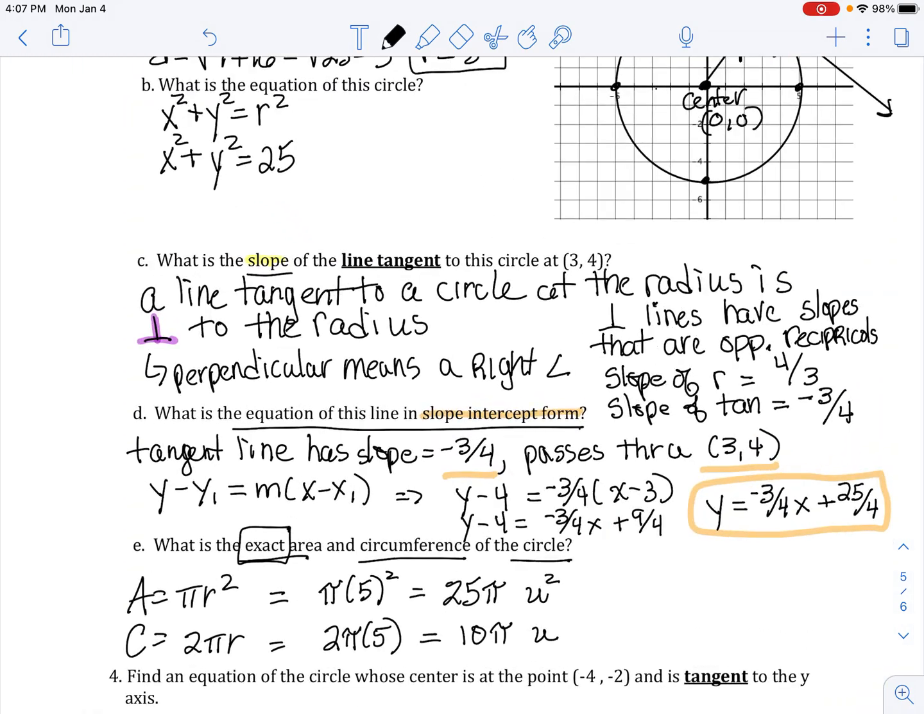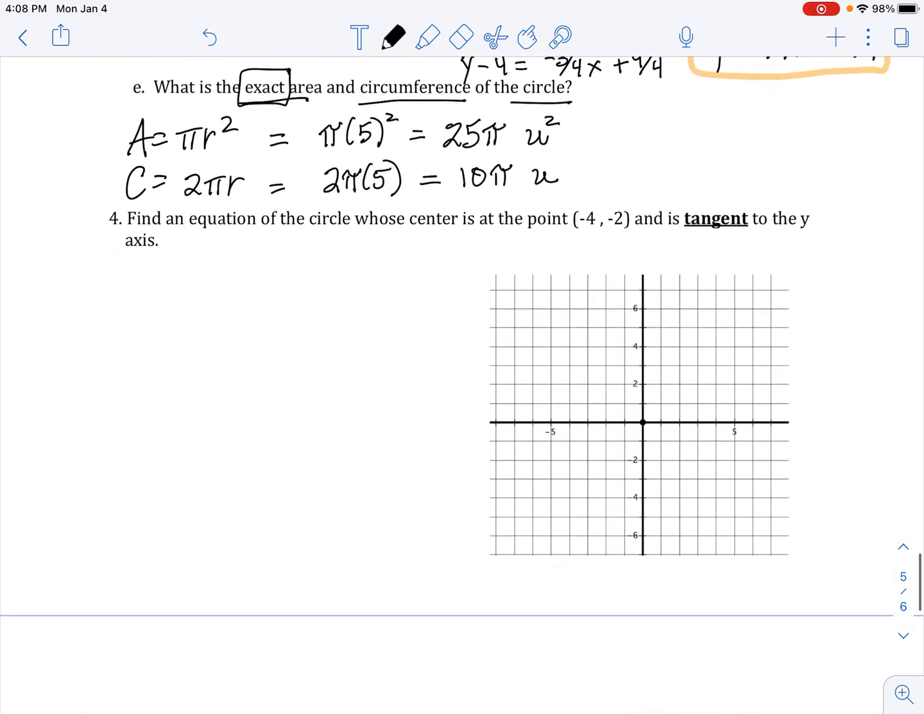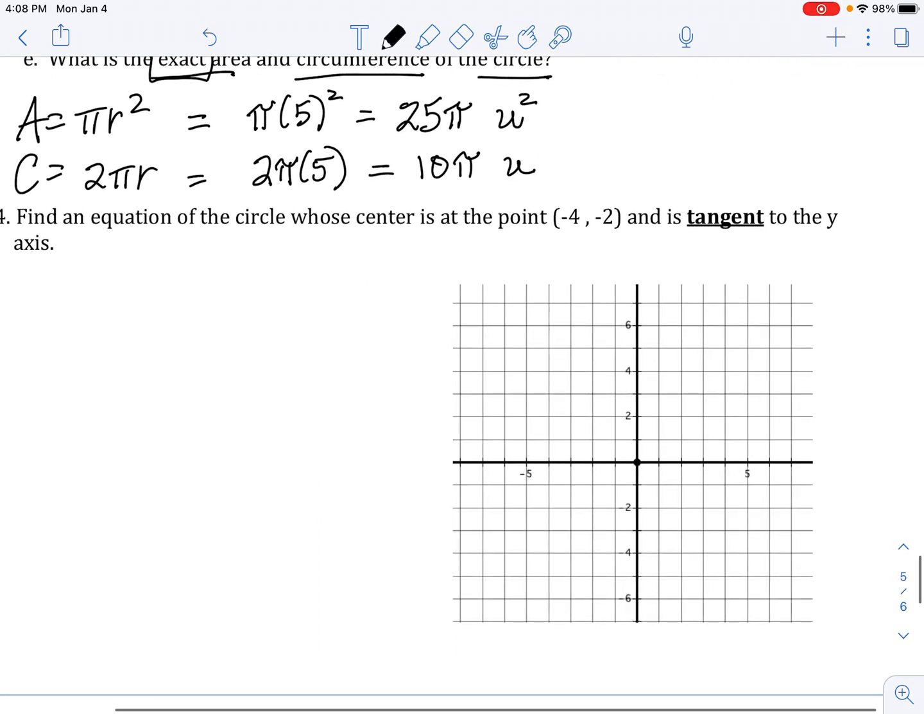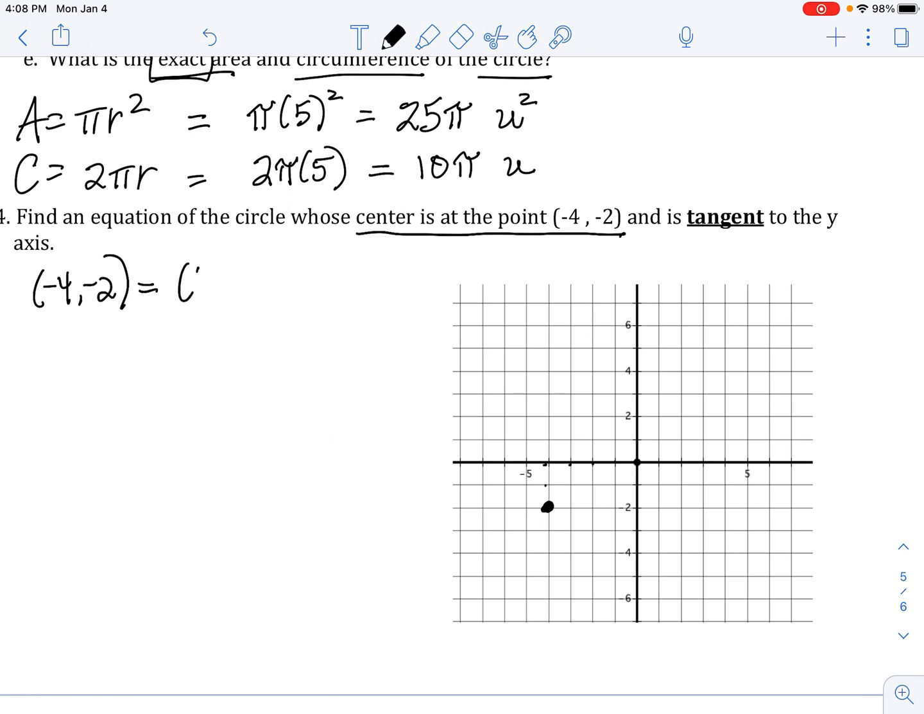Alrighty. Lots of information on that problem. Last problem. Find an equation of the circle whose center is at the point (-4, 2). So I'm going to plot -1, -2, -3, -4, and then 1, 2. Well, at least I know the center point. So I know (-4, 2) represents h comma k.